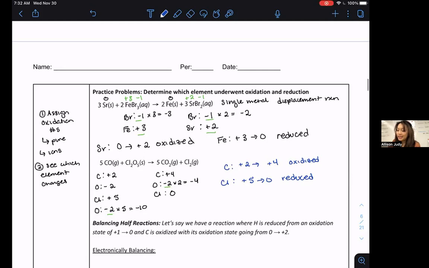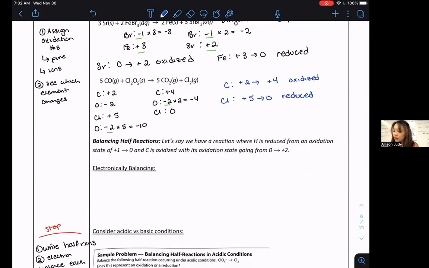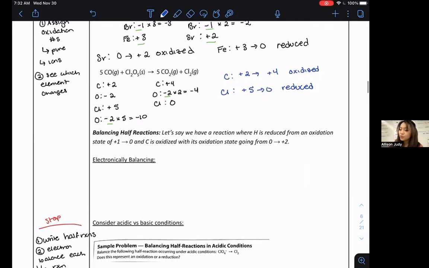So, yeah, but let's talk about now balancing half reactions. Oftentimes when we do redox, we often want to show specifically and isolate which species is being oxidized, which species is being reduced. And what that really means is we really want to track how many electrons are being transferred between each species. Okay. So let's say we have a reaction where H is reduced from an oxidation state of +1 to 0. And C is oxidized with its oxidation state going from 0 to +2. All right. So how would we write this?